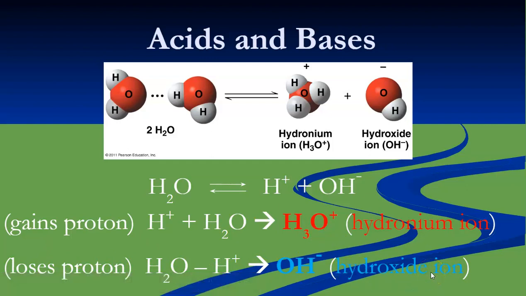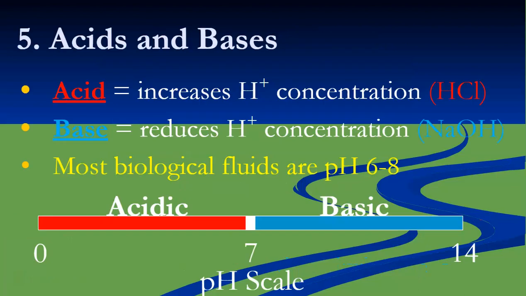I would kind of think of it like the number of H's is really the measure of acidity. How many protons something has. If it has a lot, then it's an acid. If it doesn't have a lot, then it is a base. And in terms of the pH scale, anything under 7 is acidic, anything over 7 is basic, and 7 itself is considered neutral.